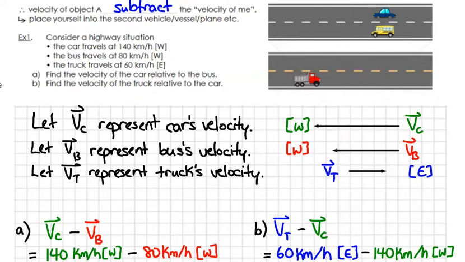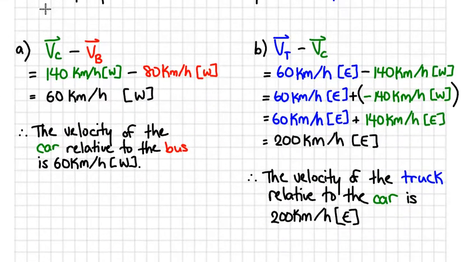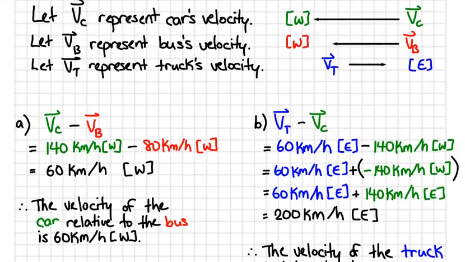Okay, so what we're going to do is take car minus bus. Car minus bus, we're going in the same direction, west, and so you just subtract. As we said, 60 kilometers per hour, that's not very fast. The car is going to surpass me, I'm inside the bus, by 60 kilometers per hour. So it's going to seem slightly faster than us. All right, let's try the second question.